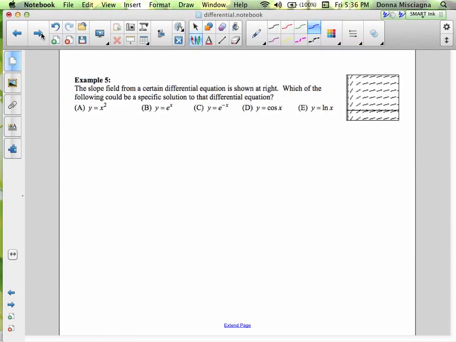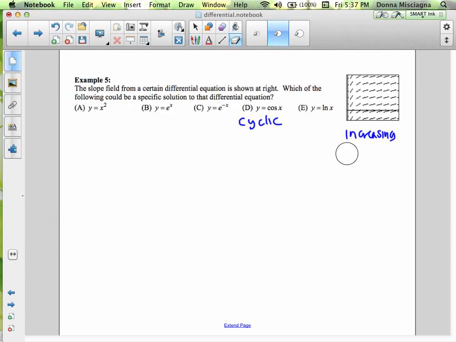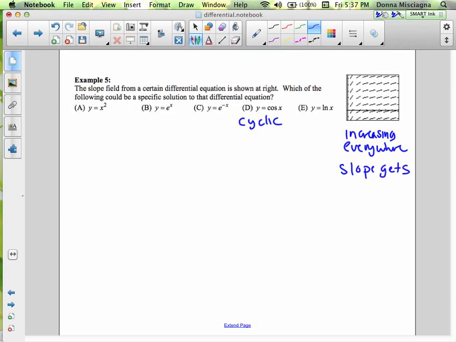We know this one is cyclic. That slope field is not cyclic. We see it's increasing everywhere. I also notice that it's getting steeper as I get closer to 0. So the slope gets steeper as we get closer to 0. As x gets closer to 0.